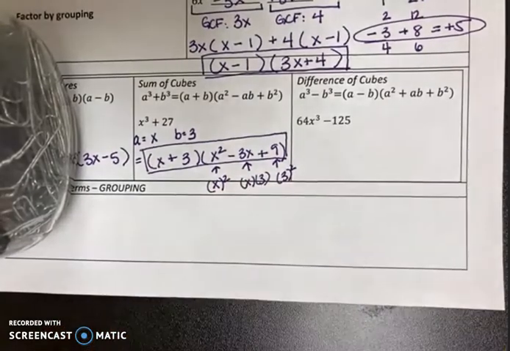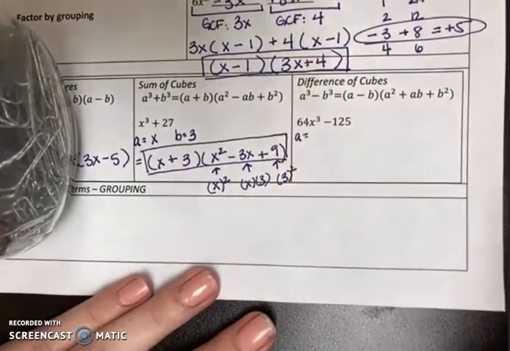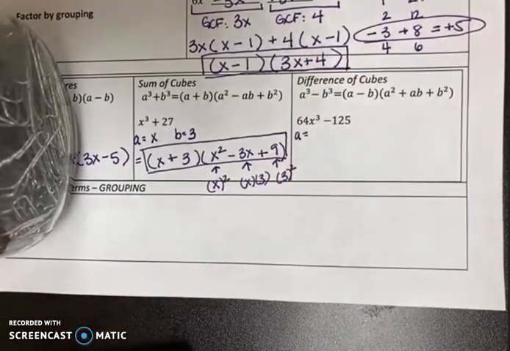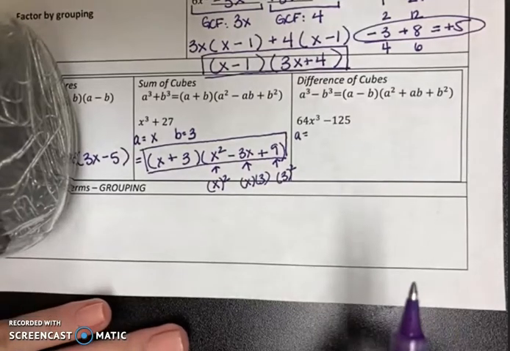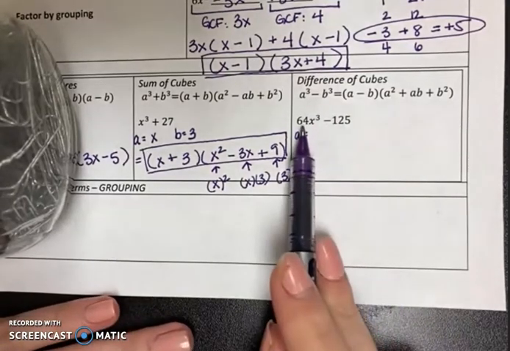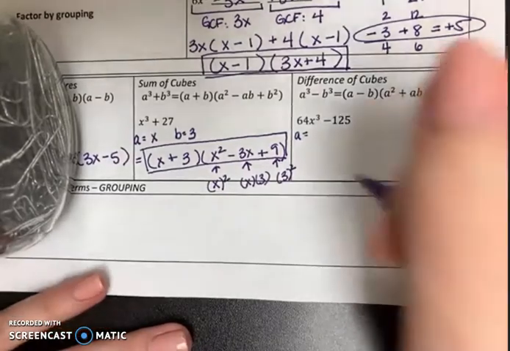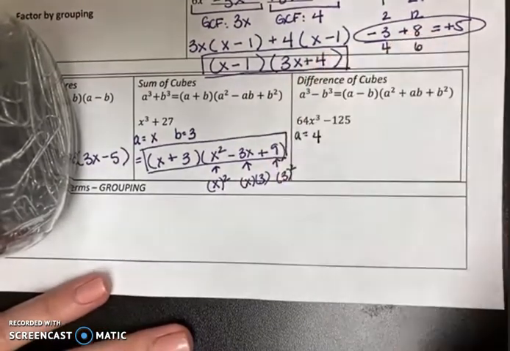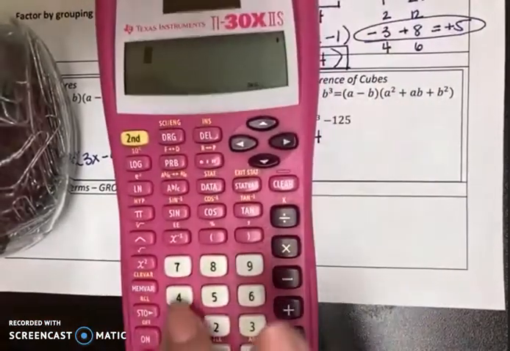All right, next, the difference of two cubes. Remember, you need to ask yourself what cubed would give you the first term, and then what cubed would give you the second term. So what cubed would give me 64x cubed? Well, 4 cubed would give me 64. It's okay if you don't know that. Remember, you can check. So let me see.